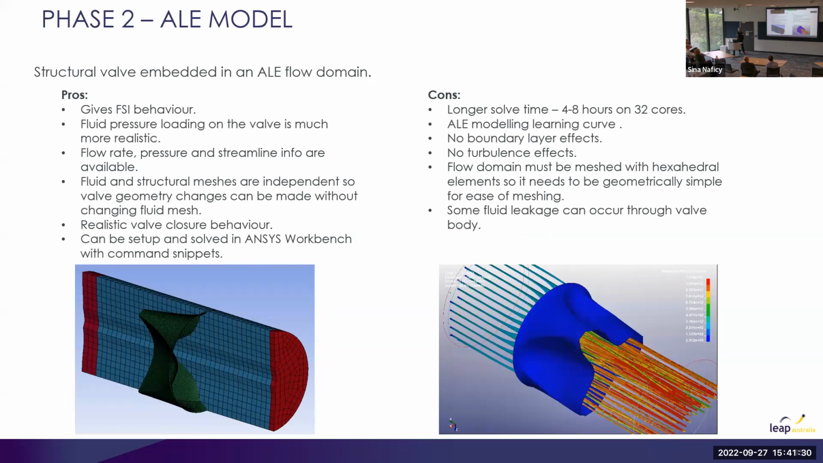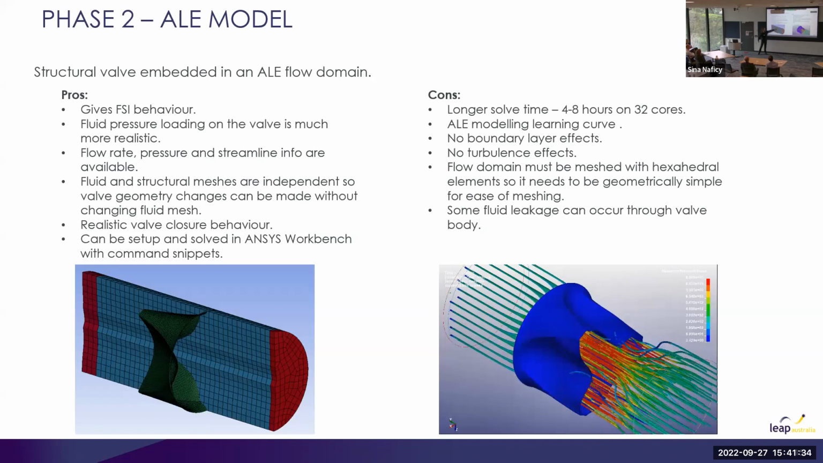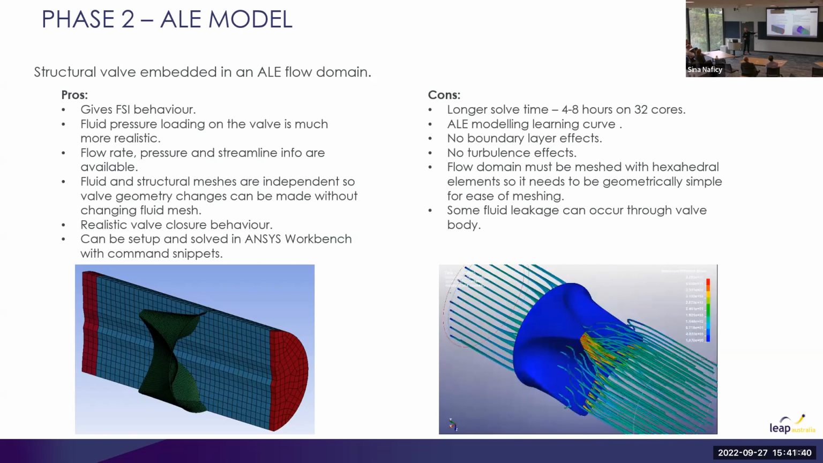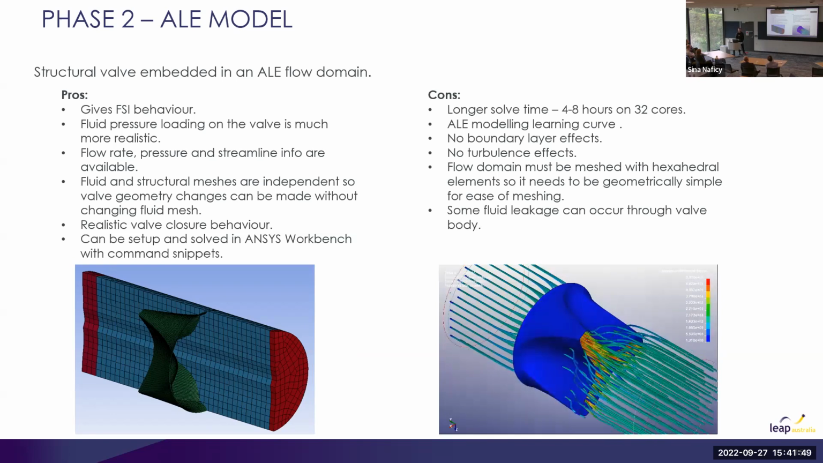The fluid and the structural meshes are completely independent. As you can see here, they're just one's embedded in the other. So if you want to change the valve shape, it's very easy. You just change the geometry, update the mesh, done. You don't have to worry about updating the flow domain. That can remain as it was. So that makes life a lot easier.